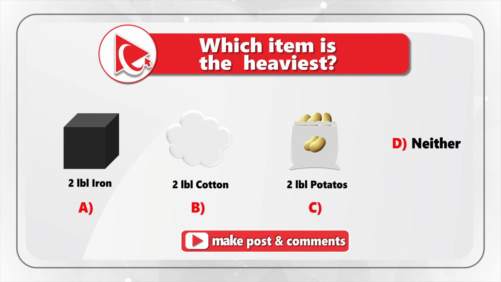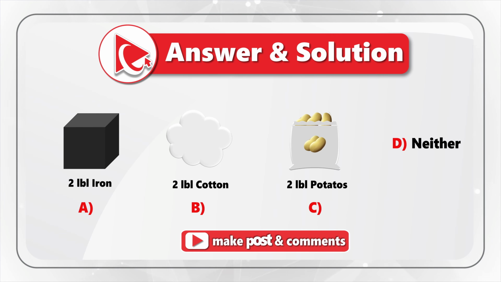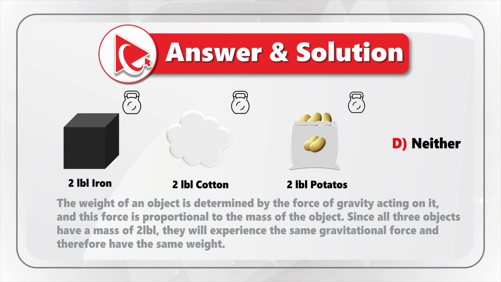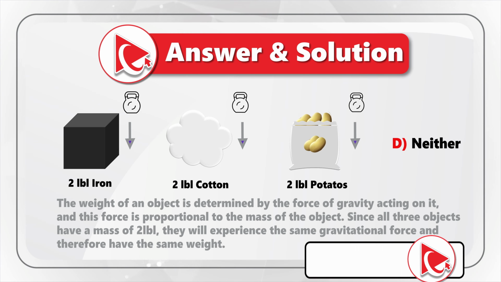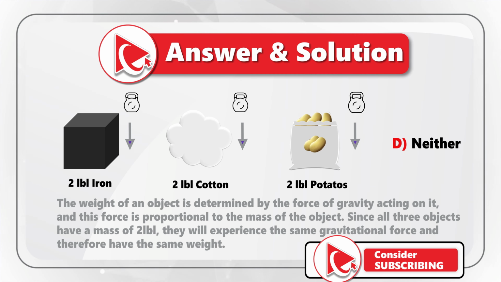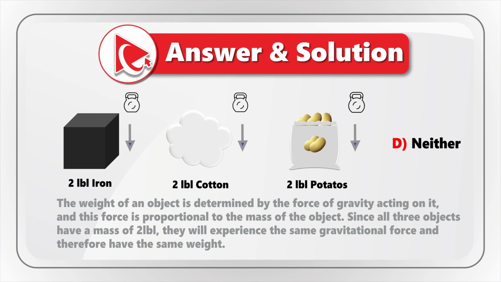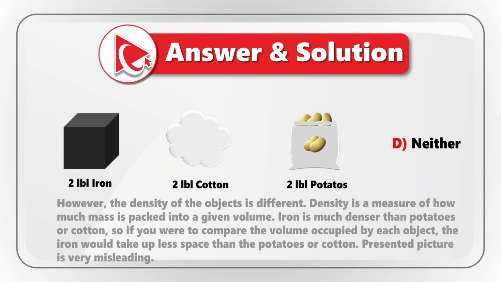As you might have figured out, all 3 objects, 2 pounds of iron, 2 pounds of potatoes, and 2 pounds of cotton, will have the same weight. The explanation for this is that the weight of an object is determined by the force of gravity acting on it, and this force is proportional to the mass of the object. Since all 3 objects have a mass of 2 pounds, they will experience the same gravitational force and therefore will have the same weight. But the confusion here is that the density of these objects is different.